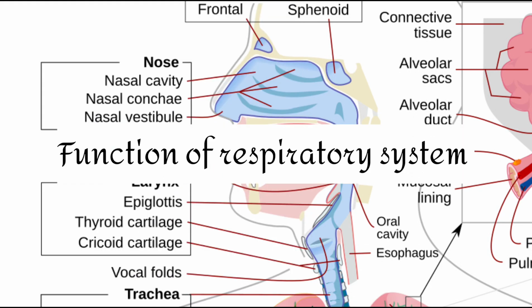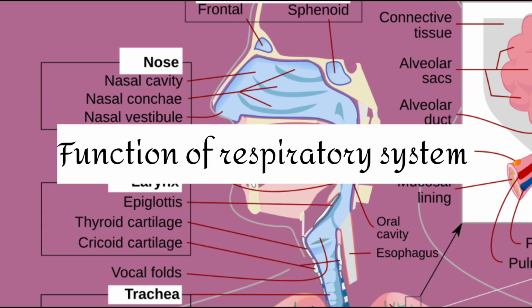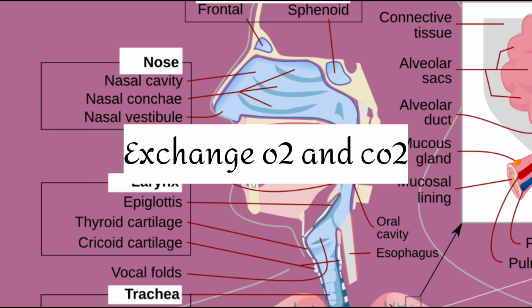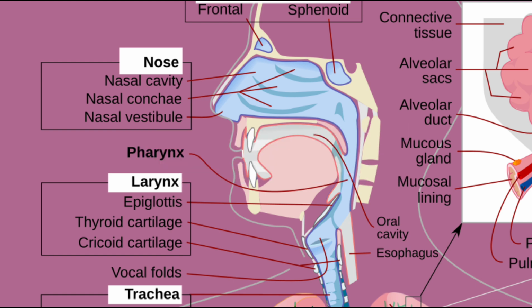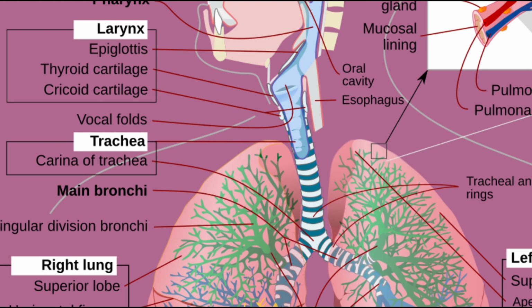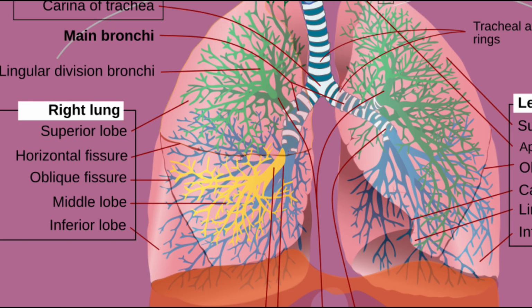Let's know the functions of the respiratory system: to exchange O2 and CO2 between the atmosphere and the blood, to maintain the homeostatic regulation of the body pH, to protect us from inhaled pathogens and pollutants, to maintain the vocal cords for normal communication, and to remove the heat produced during cellular respiration.